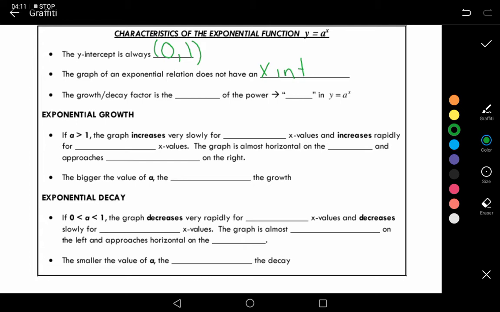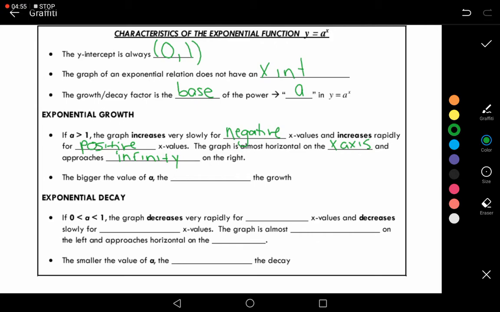They got really, really close to our x-axis, but they never actually cross. The growth decay factor is the base of the power, which is the a in y equals a^x. For exponential growth, if a is greater than 1, the graph increases very slowly for negative x values and increases rapidly for positive x values. The graph is almost horizontal on the x-axis and approaches infinity on the right.